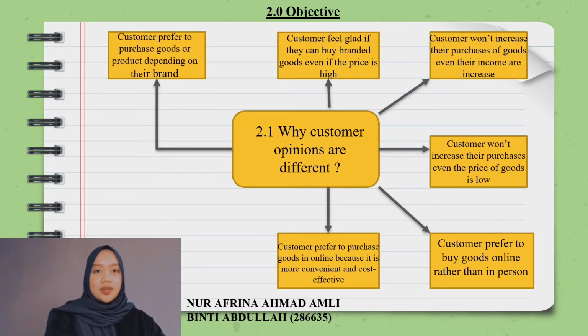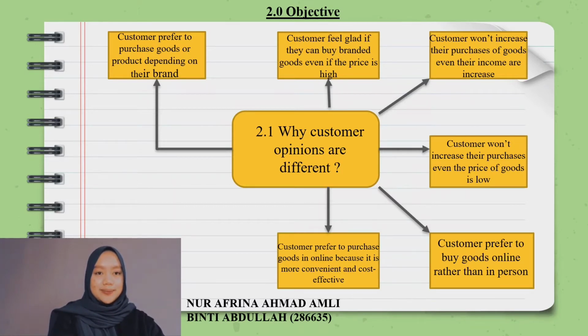Third, customers will not increase their purchases even if their income increases. Customers think what they always purchased before was enough for daily life. Then, they will not increase their purchases even if the price of goods is low. Customers will purchase goods according to their daily life demand. Customers prefer to buy goods online rather than in person. There is a lot of online shopping nowadays and customers do not need to queue in the store. They think goods in online stores are more convenient and cost effective because sometimes online shops offer lower prices than physical stores.